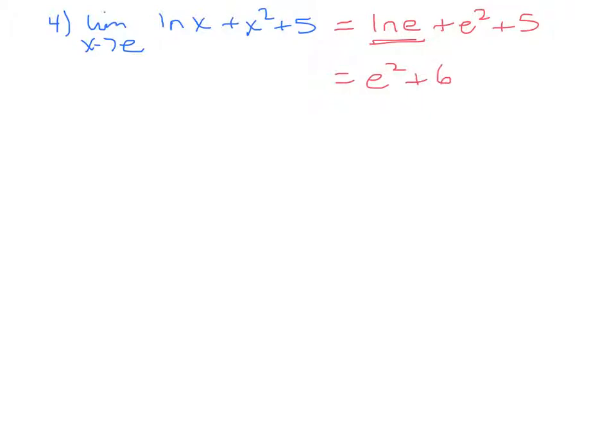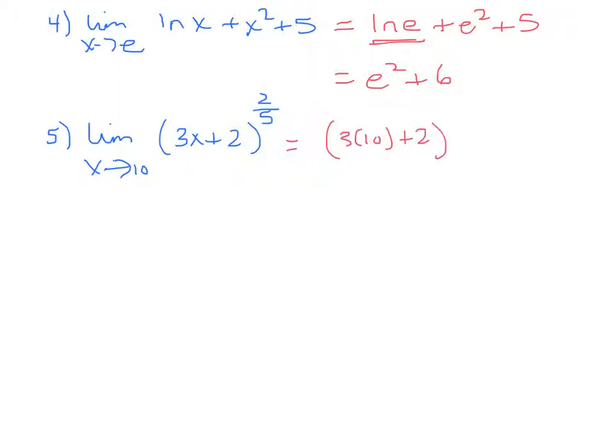That wasn't too bad. Let's try another one. Let's try to find the limit as x approaches 10 of the quantity 3x plus 2 raised to the 2/5 power. Okay, so again, direct substitution gives me 3 times 10 plus 2, all raised to the 2/5 power. 3 times 10, 30 plus 2, 32 to the 2/5 power.